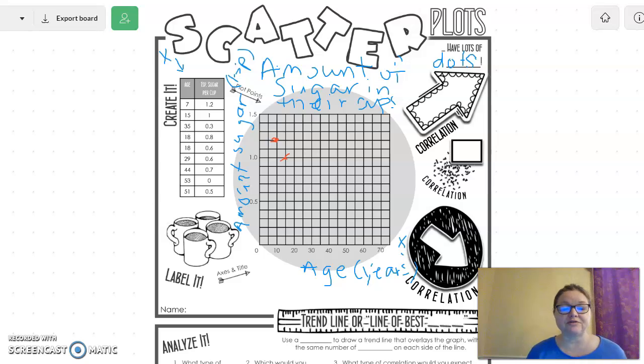Somebody who's 35 put only 3/10 of a teaspoon. So we go to 30 and 5, and we look for 3/10. Remember, these are counting by tenths on the y-axis, so we just need to count up 3. So we've got 35 and 1, 2, 3 tenths. It's right about here. My stylus is huge, so we'll do the best we can.